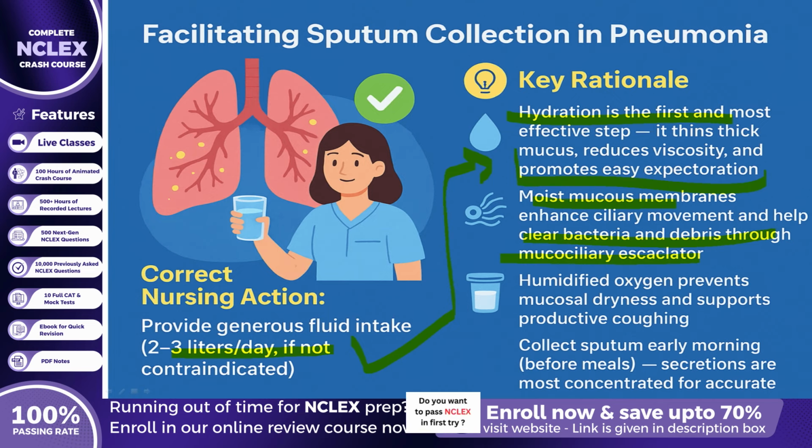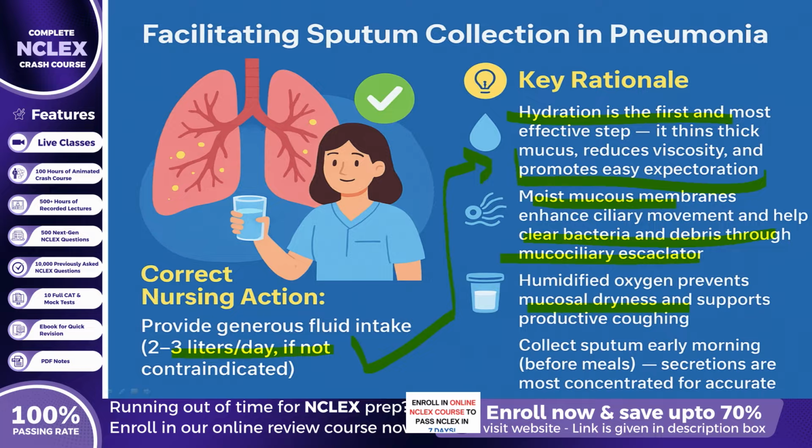Additionally, humidifying the inspired air or oxygen can further prevent drying of the respiratory mucosa and make coughing more productive. The most optimal time to collect a sputum sample is early in the morning before breakfast, as secretions tend to accumulate overnight, ensuring a more representative specimen for accurate culture and sensitivity testing.